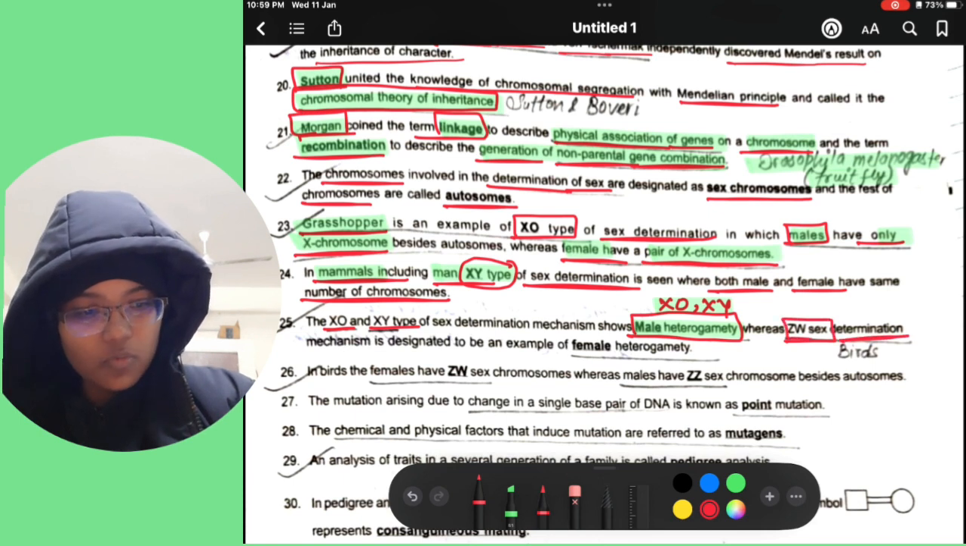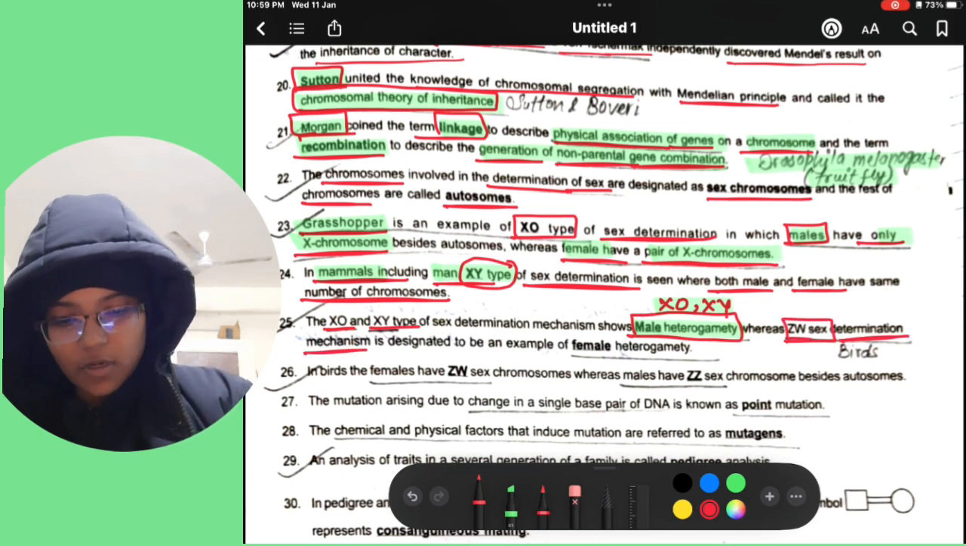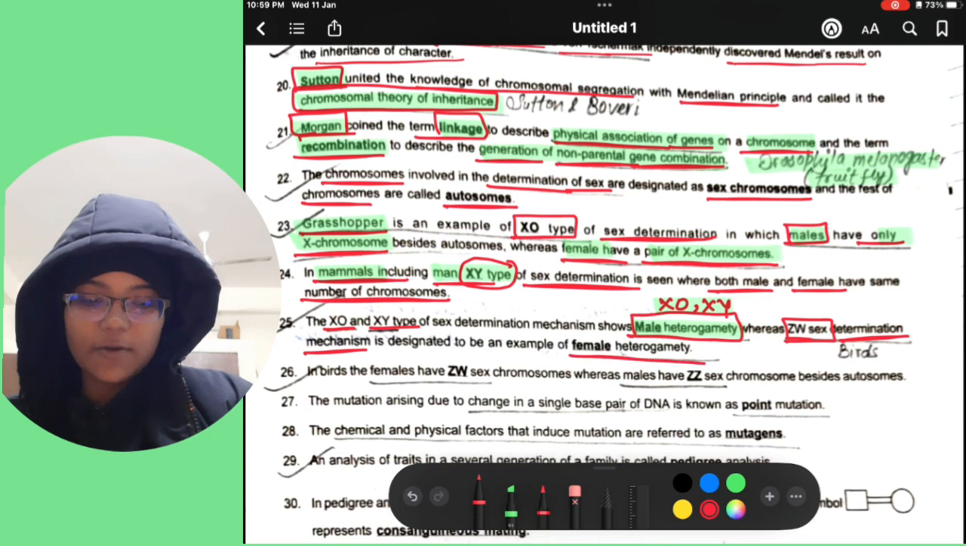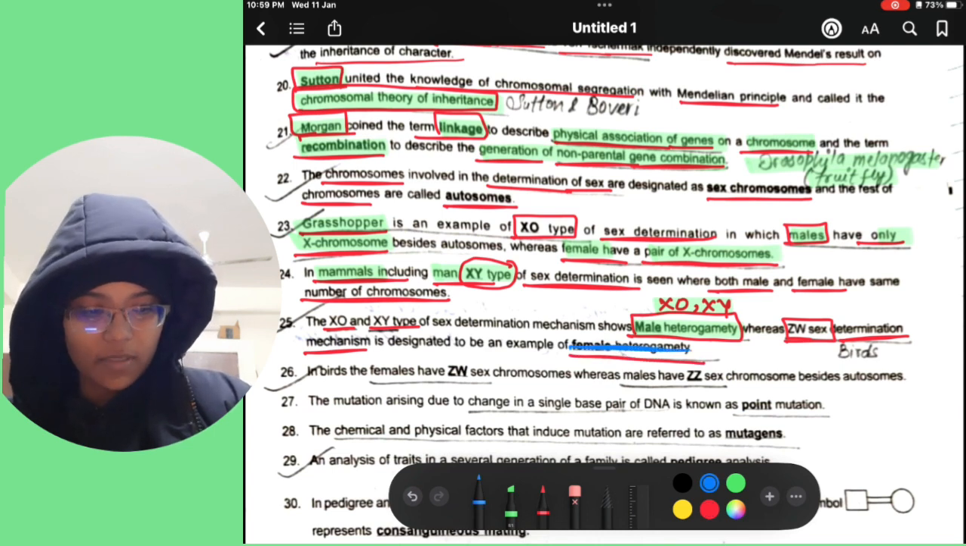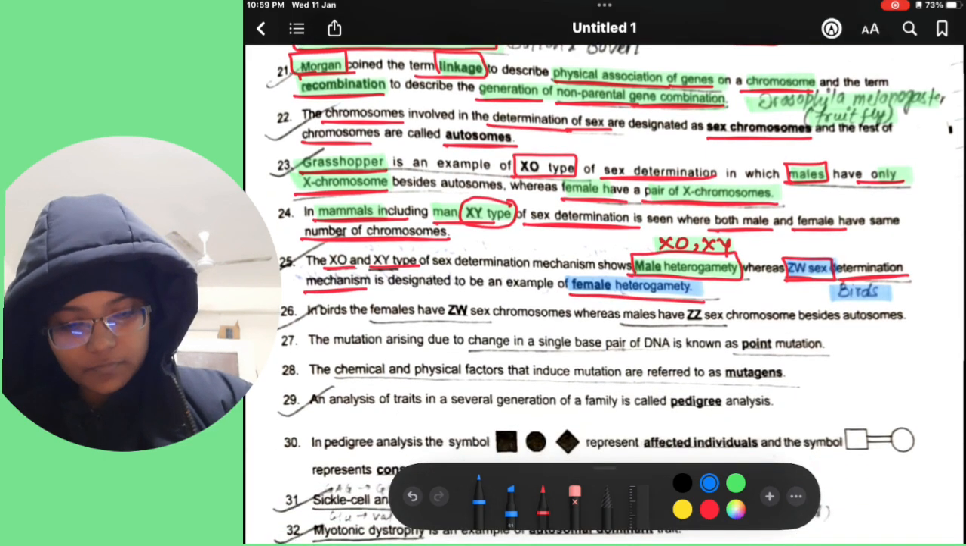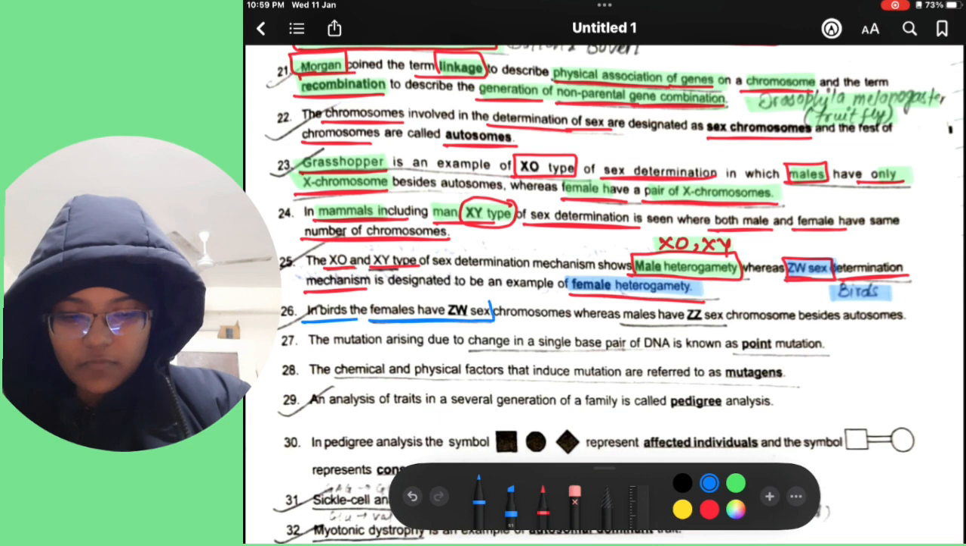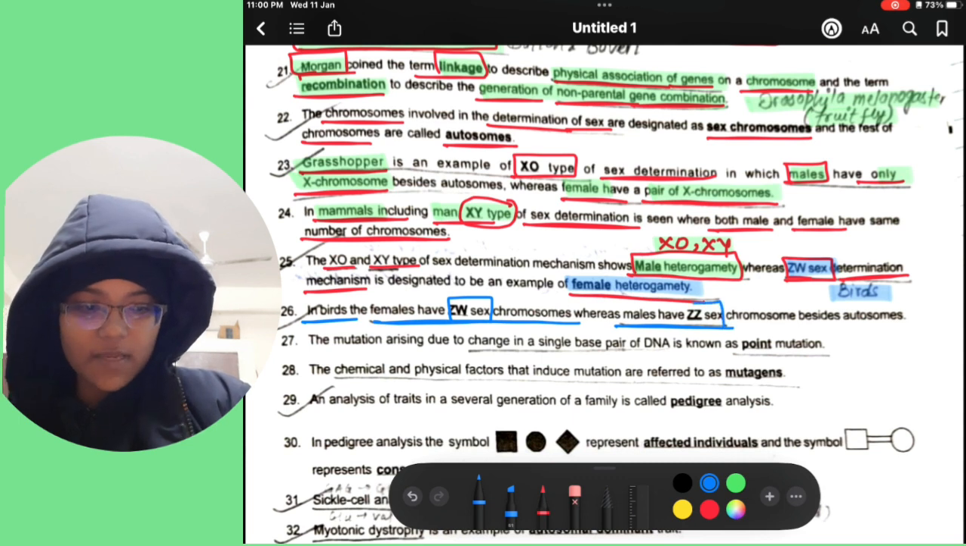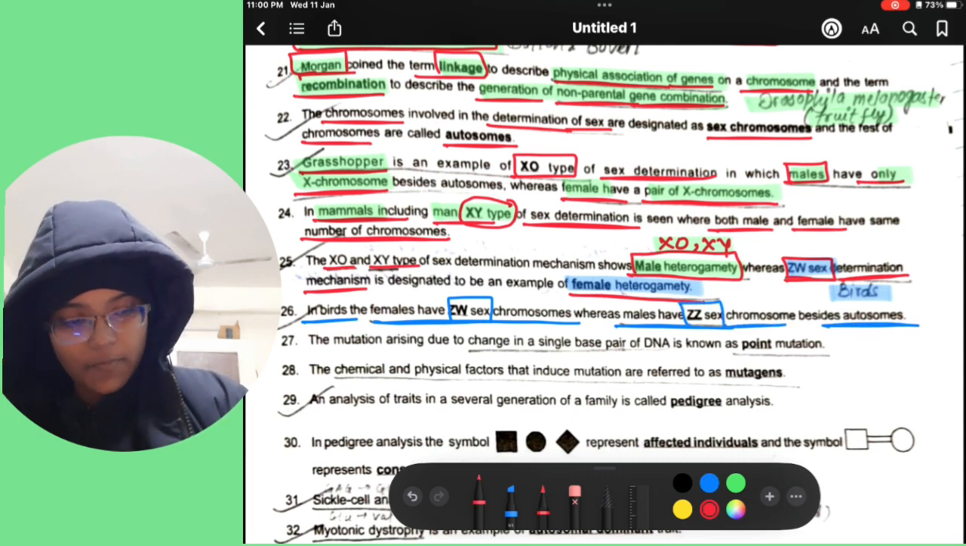Whereas ZW sex determination in birds is designated to be an example of female heterogamety. In birds, the females have ZW sex chromosomes, whereas males have ZZ chromosomes besides autosomes.